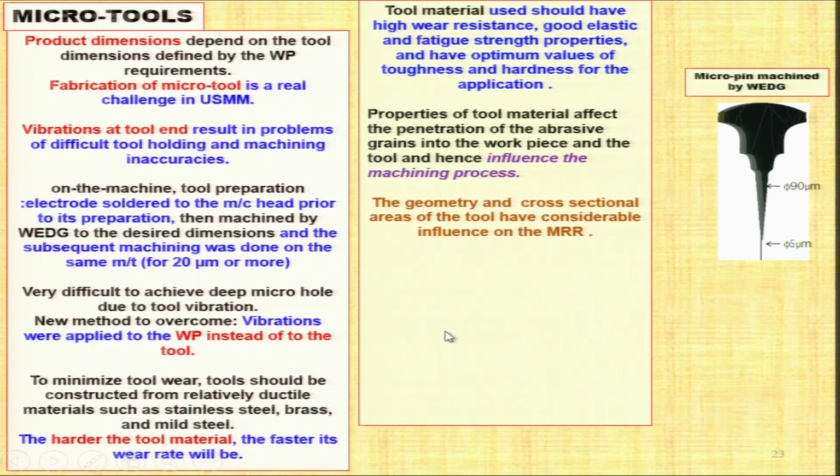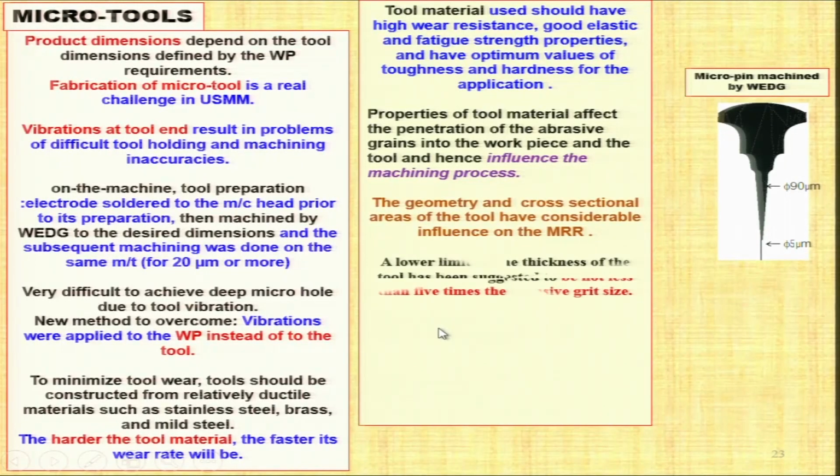The geometry and cross-sectional areas of the tool have considerable influence on material removal rate, that is MRR. A lower limit on the thickness of the tool has been suggested to be not less than 5 times the abrasive grit size. Whatever is the size of the abrasive particle in terms of micrometer, the tool has to be 5 times thicker than that, so that sufficient abrasive particles are hit by the tool to penetrate inside the workpiece.